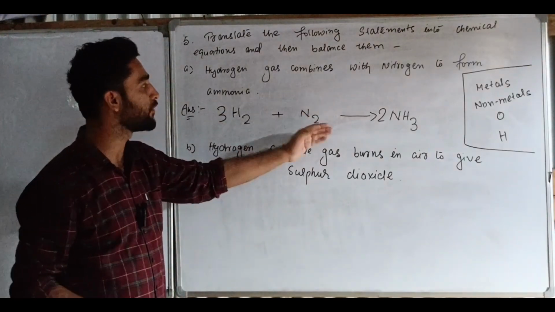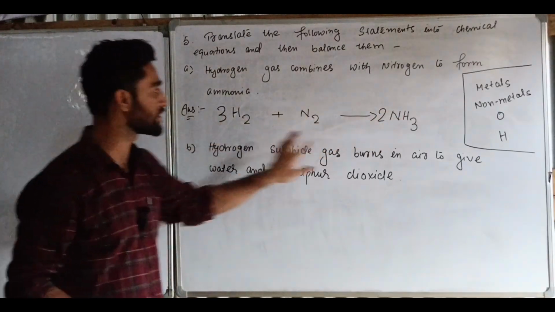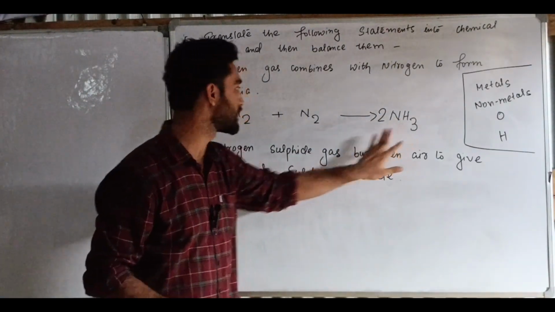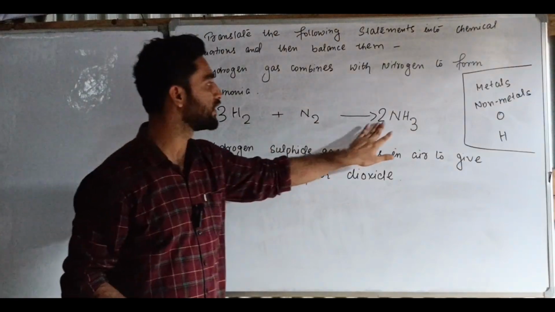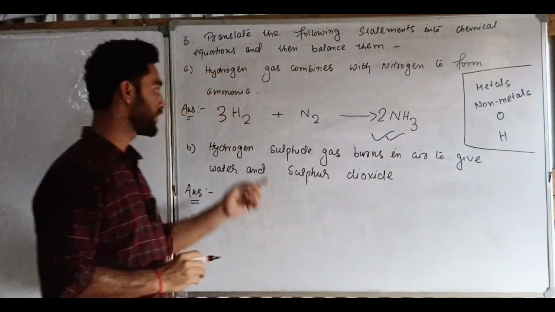Now you count the number of atoms in the left hand side and the right hand side. So hydrogen this side 6. This side hydrogen 6. Balanced. Nitrogen this side 2. This side 2. So the reaction became balanced.